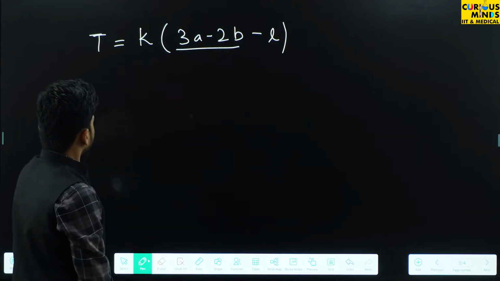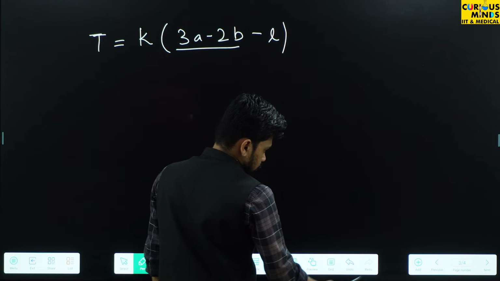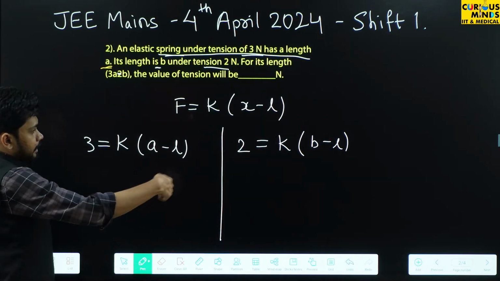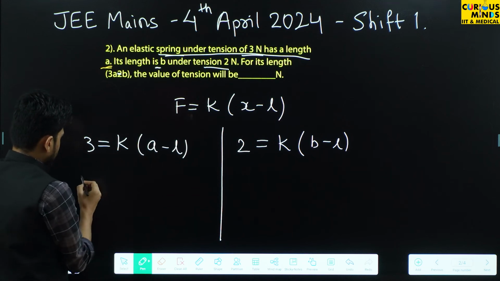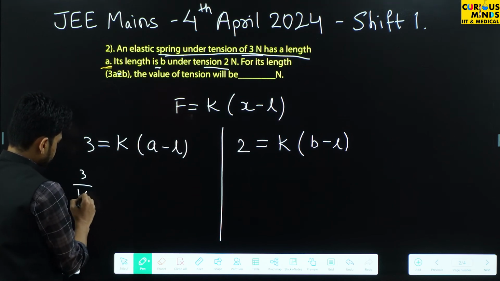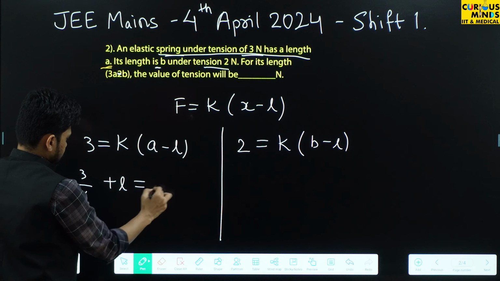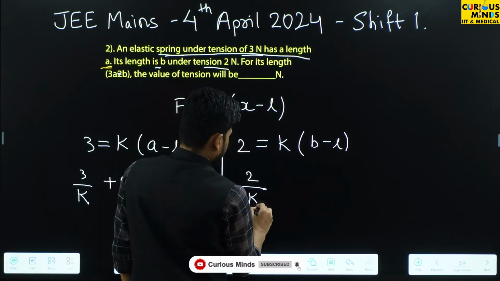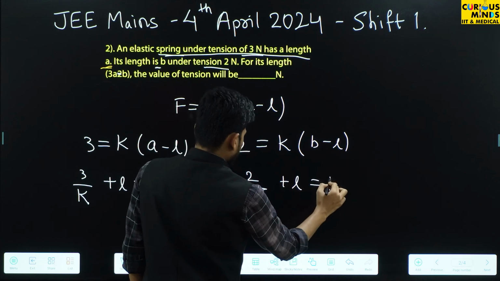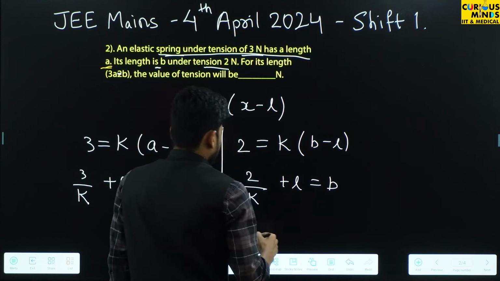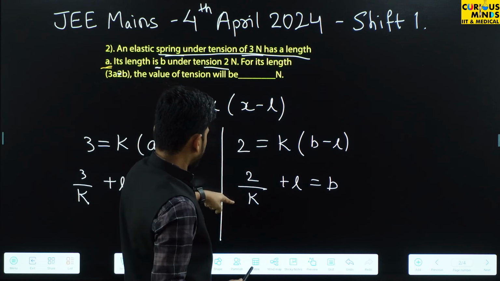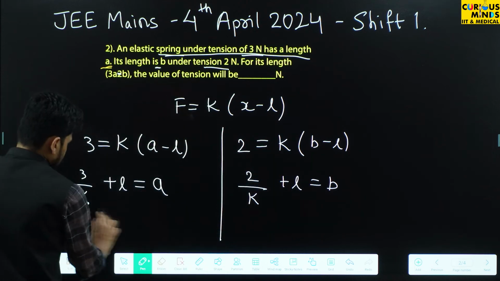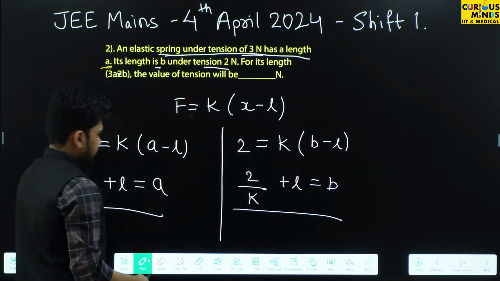To do that, maybe we can use this information. Let's write a and b in terms of the other variables. From this, we can say that 3 by K plus L is equal to a. Similarly, 2 by K plus L is equal to b. Let me check. Yes, both are right.